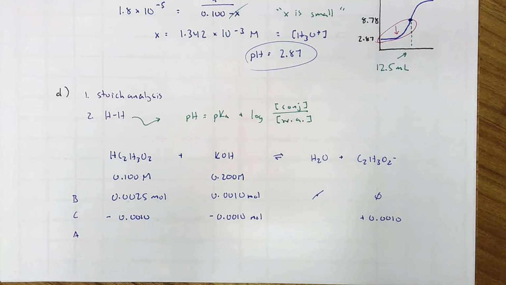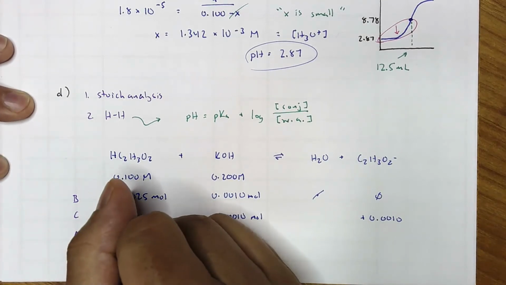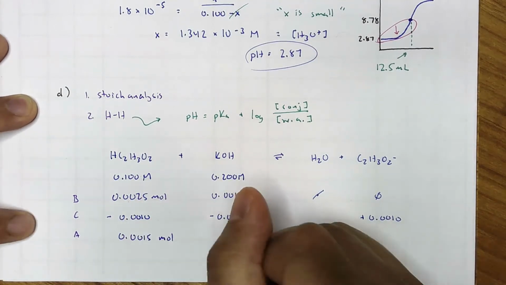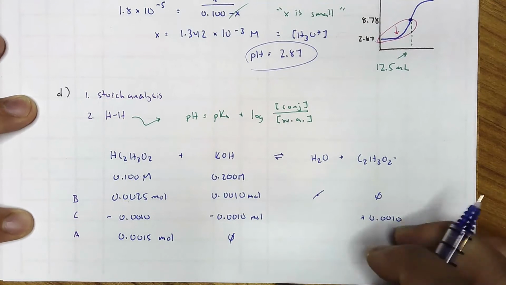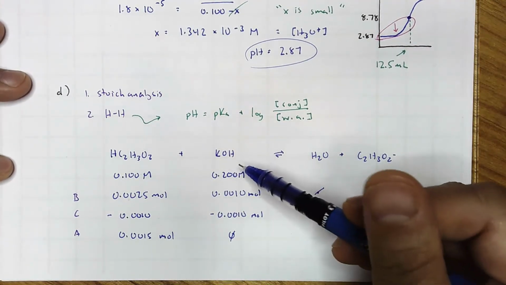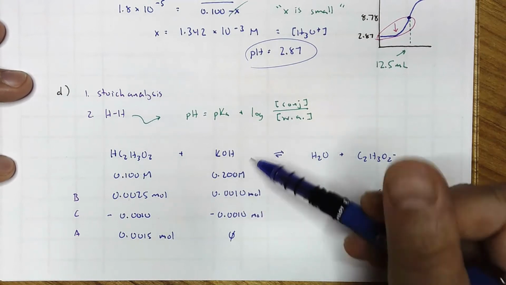Anyway, what is 0.0025 minus 0.0010? So now we have 0.0015 moles of acid. We have 0 moles of base, right? That's what a buffer does. It neutralizes any little bit of added acid or base.